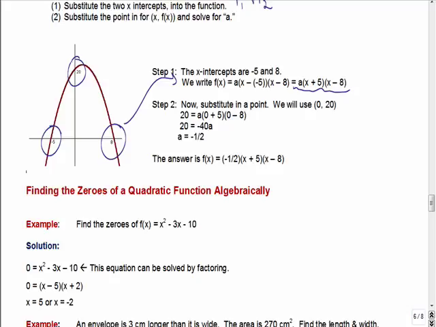A is -1/2. And then I just write the final answer, which would be f at x equals -1/2 multiplied by x plus 5 multiplied by x minus 8. It is not necessary to multiply this out. You can if you would like, but for my purposes, both in this form and the previous example, you may leave your answer written as we get it at this stage.